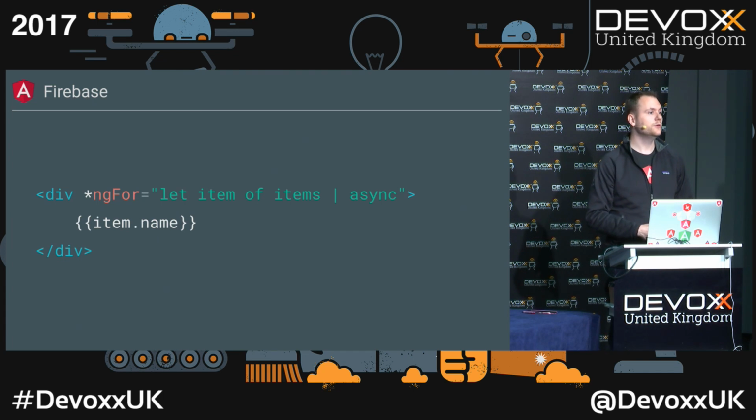But when I want to actually use that data, it's very straightforward. I can use ngFor, and I can say let item of items from the async unrolled version of that. Then I can access any of the properties, such as the name of every item there.